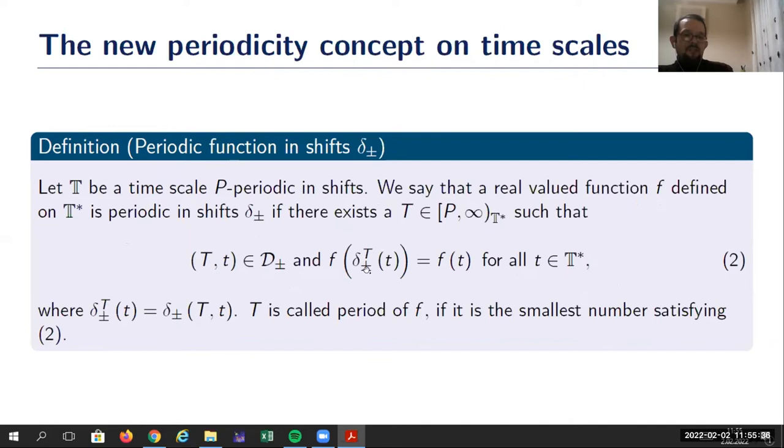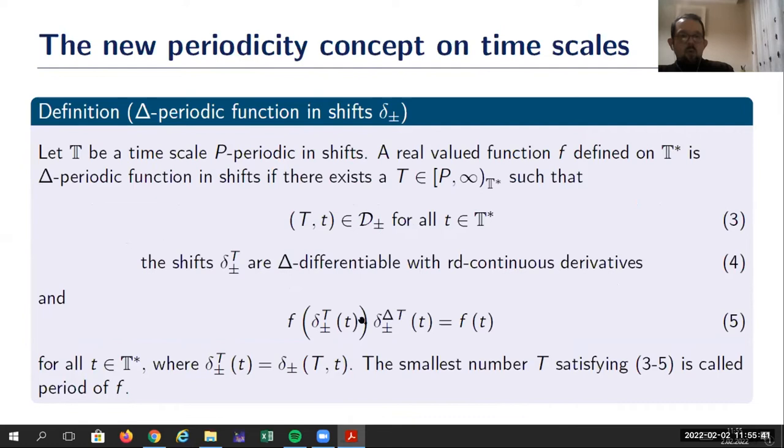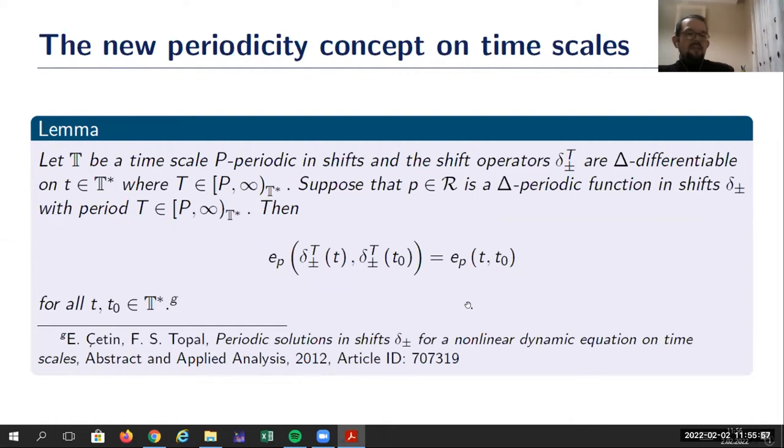Also, especially since this is commonly used in q difference equations, one more periodicity definition is proposed. We call this delta periodicity. Now we use these definitions to invert some results in the qualitative theory of dynamic equations. For instance, if P is a delta periodic function in shifts, then you have that property which describes the periodicity of the exponential term.